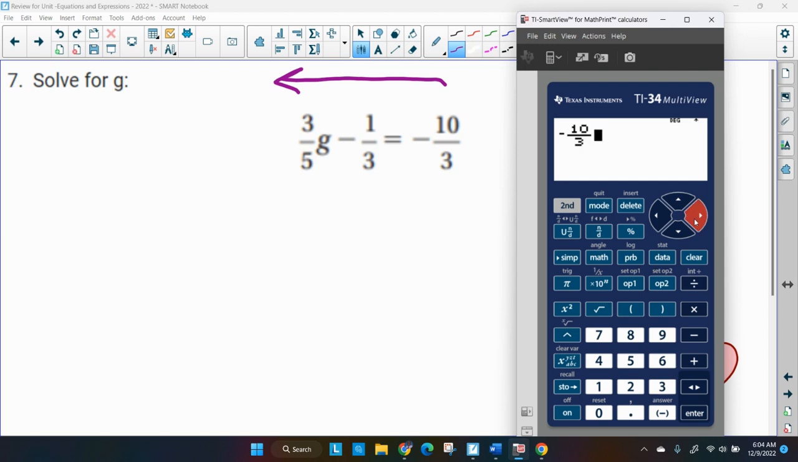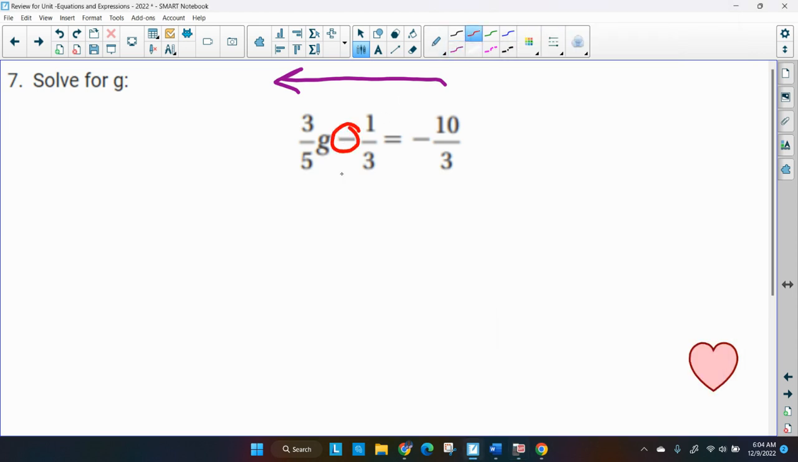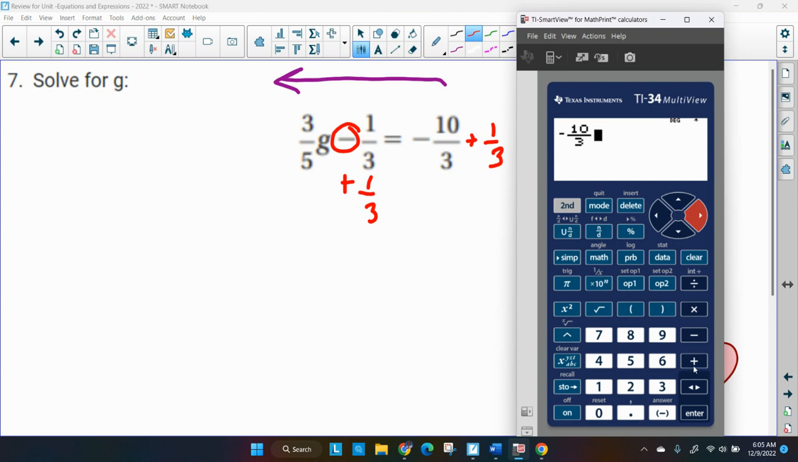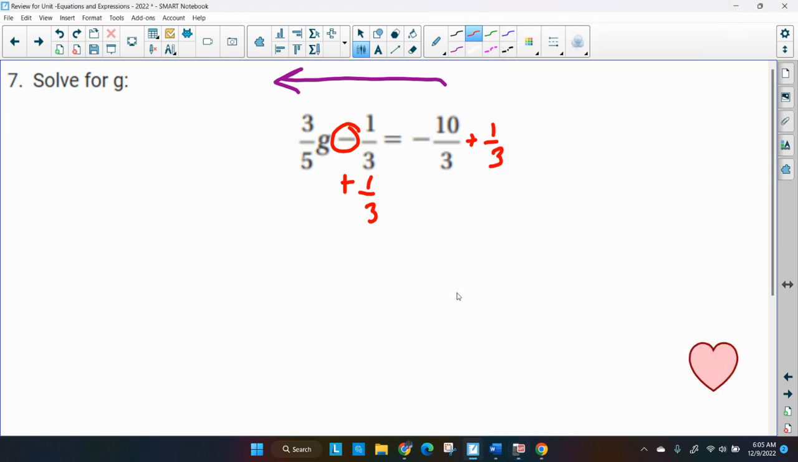Now I'm going to do the opposite of minus. The opposite of minus is add. So I'm going to add 1 third to both sides. See how much that is? Negative 3. All right. So why did I add? To get rid of the 1/3. So I can have 3/5 g equals negative 3.